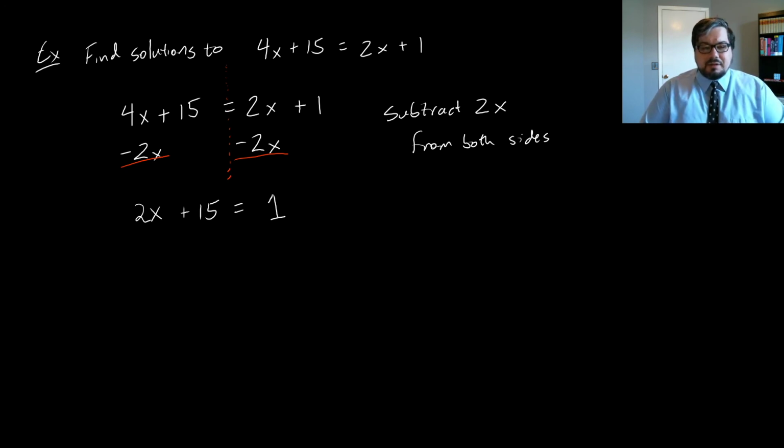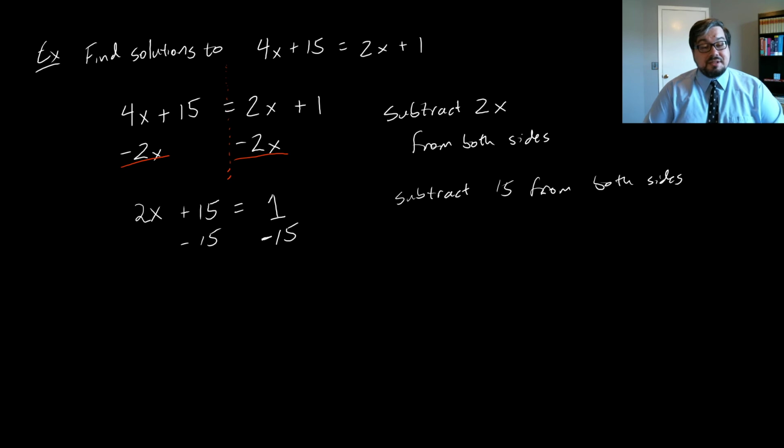Let's keep going. Well, next I still want to get this x by itself, so I'm going to take care of this 15 here. So to get rid of a 15, I can subtract 15 from both sides. Because I'm doing the same thing to both sides, I'm going to get an equation which has the same solution set. Now, 2x plus 15 minus 15 is just 2x, because the 15 and minus 15 cancel out. And then we get 1 minus 15, and 1 minus 15 is negative 14.